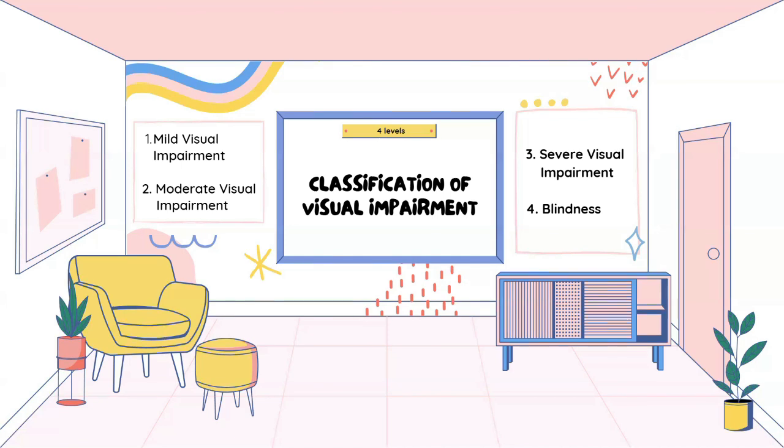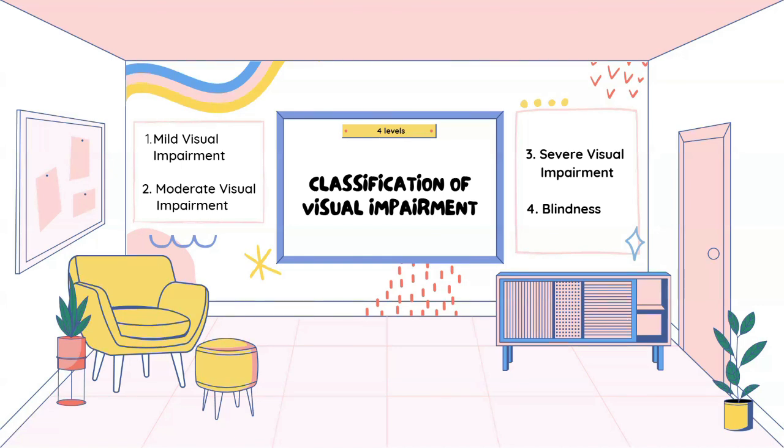The third level is severe visual impairment. These individuals experience significant difficulty performing everyday activities. These individuals might need orientation and mobility training, white canes, or guide dogs. For example, a person may need a white cane or screen readers to navigate their environment.